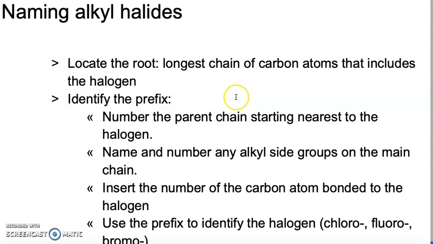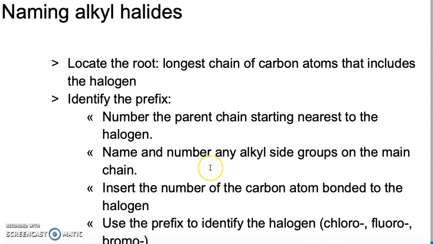Okay, so when it comes to naming these guys, same thing as always. We have a prefix, we have a root, we have a suffix. So your root is going to be the longest chain of carbon atoms that have that halogen attached to one of them. Okay, so start by doing that, figuring out how many you have.